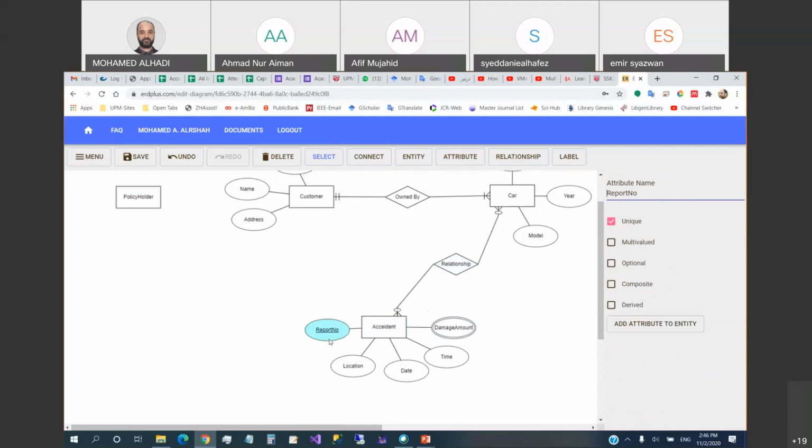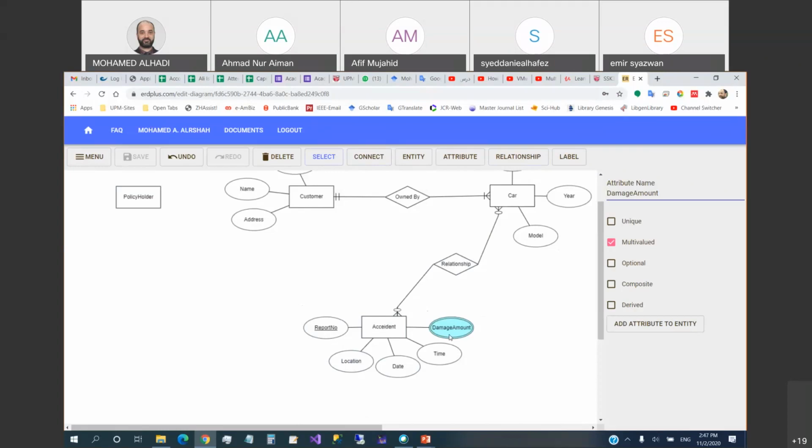Yeah. For the accident here, we have the report number and location of the accident, and also the date, then the time of the accident, and after that the damage amount of the car, right? But this one could be multiple values, depending on how many cars were involved in the accident, or maybe it could be the total amount of damage of all cars. It depends on how they want it, and what this system is designed for.